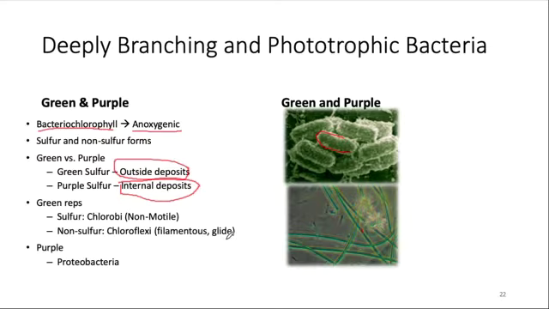For the representatives, for the green sulfur groups, you have the phylum Chlorobi. These are non-motile. And for the non-sulfur, you have the phylum Chloroflexi. They are filamentous in the second picture, and they're able to glide. An example would be Chloroflexus. And then for the purple, the representatives are all those found in the group Proteobacteria.